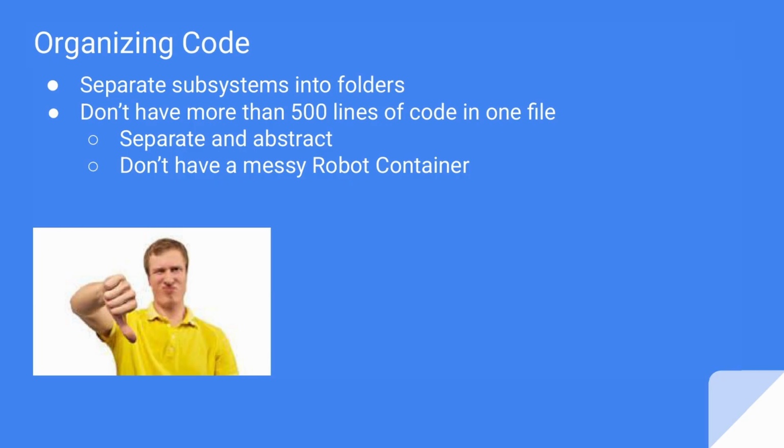This is probably a given with most of your teams in software, but make sure to separate and abstract. Our design philosophy is to try not to have more than 500 lines of code per file. And I know RobotContainer might be an exception, but that's generally our philosophy there.